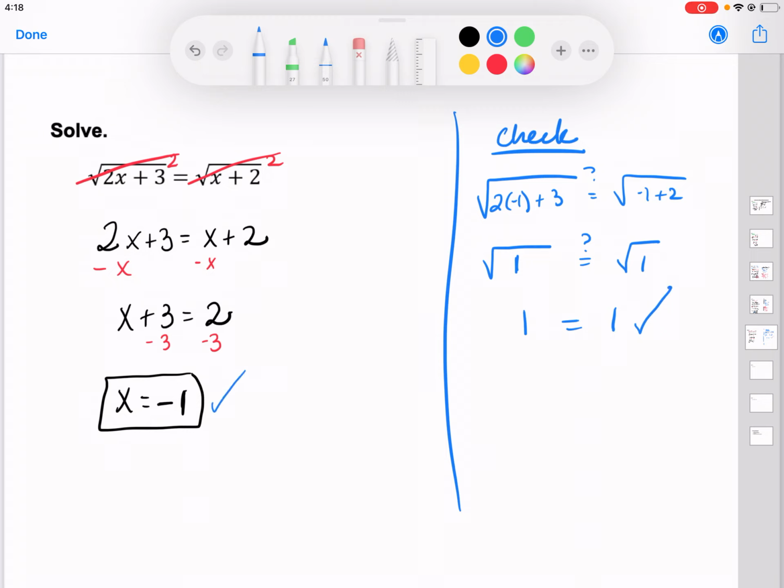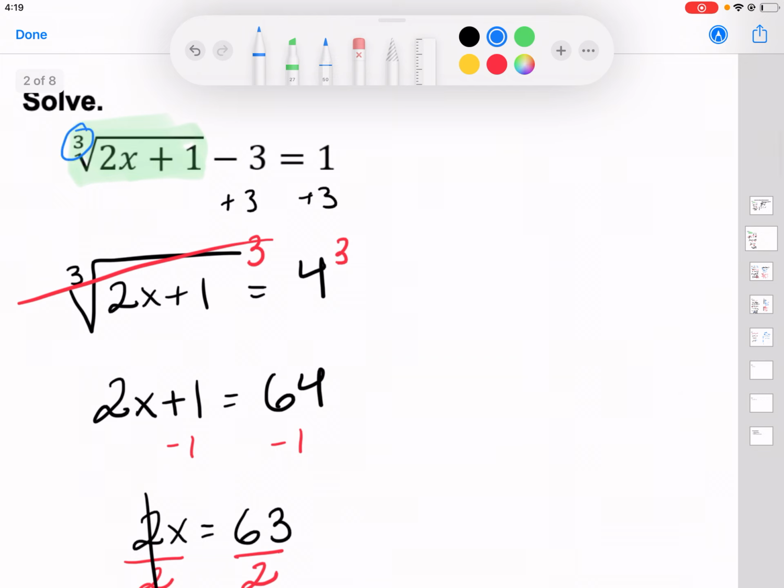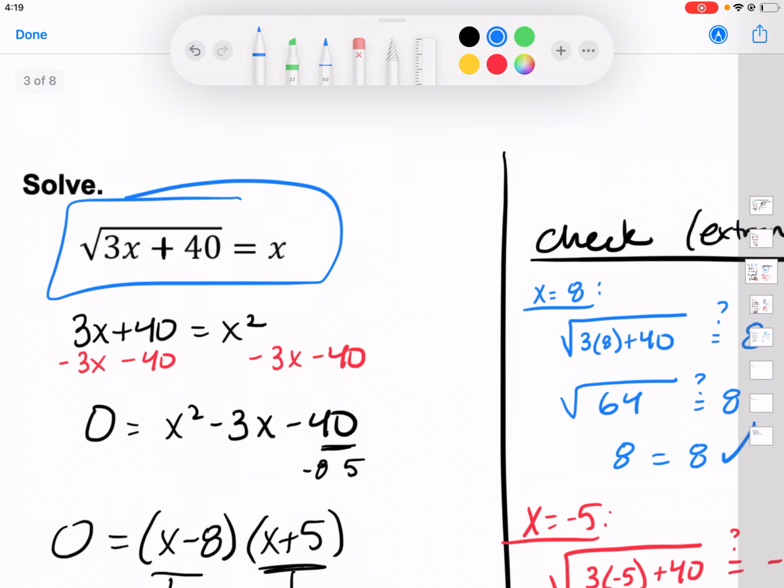So just as a little refresher before I do my last video, the only time you don't have to check for extraneous solutions is if the original problem had a cube root or something like that. In other words, the only time you have to is if you see the square root. That's when you will check for extraneous solutions.